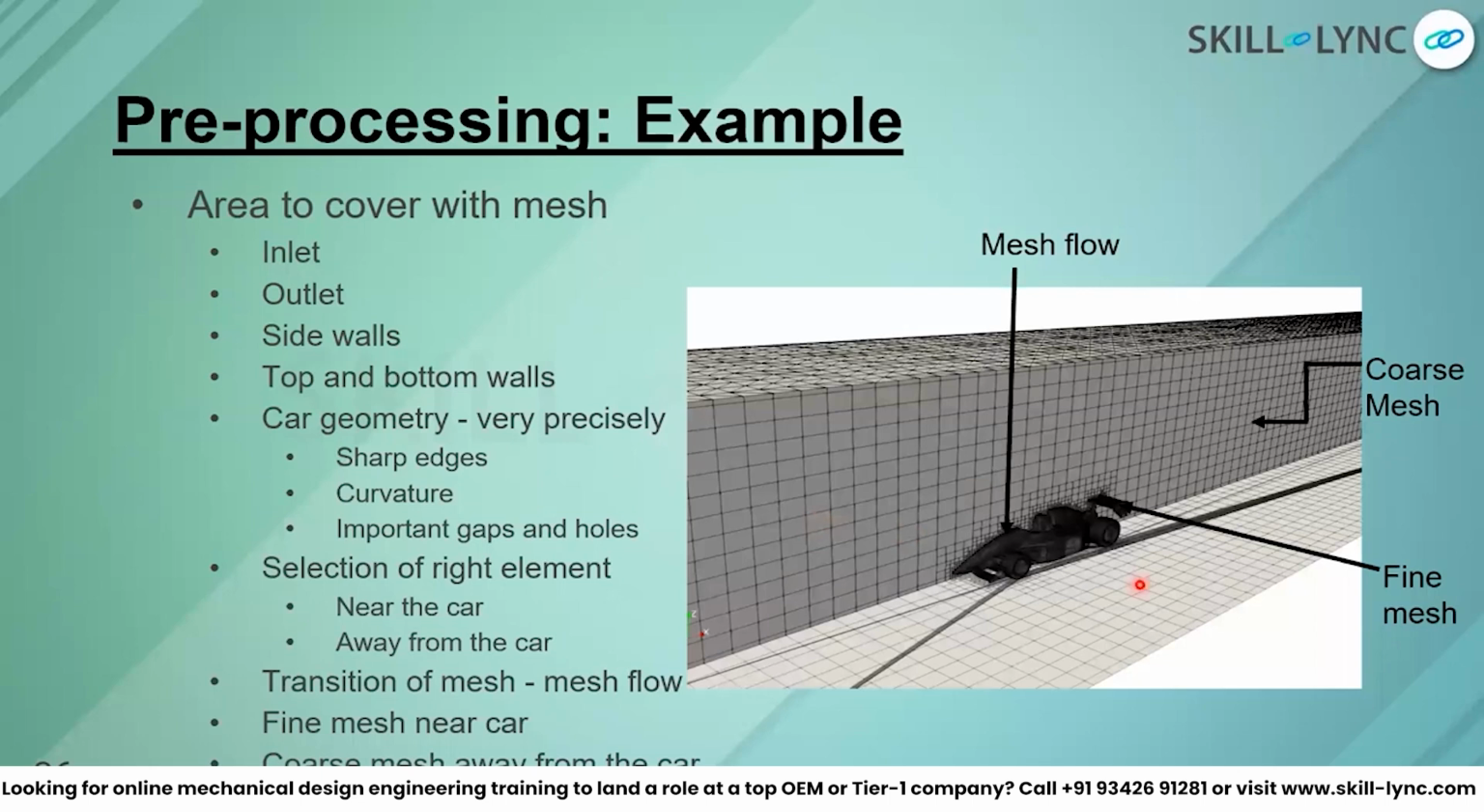That's why we have a fine meshing near the body, and a coarse meshing away from the body. Because the area of interest for me in the simulation is the car. What is happening near the car? What is the drag coefficient of the car? Not, in fact, what is happening over here.